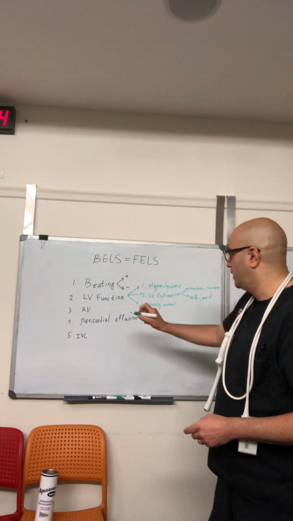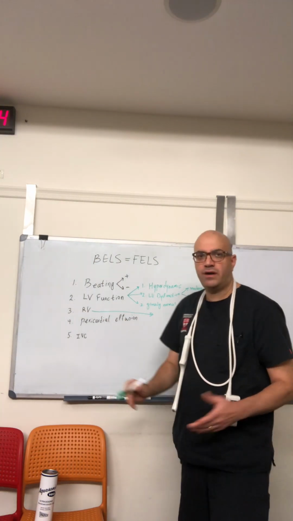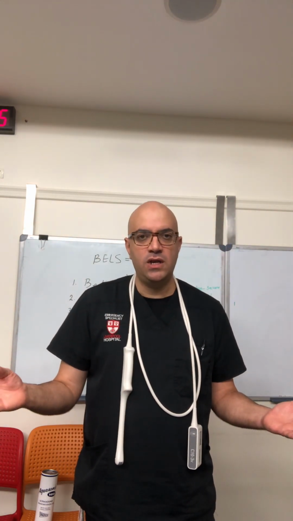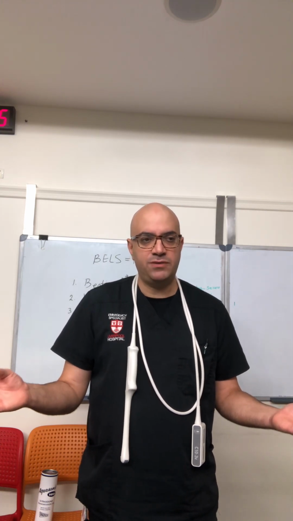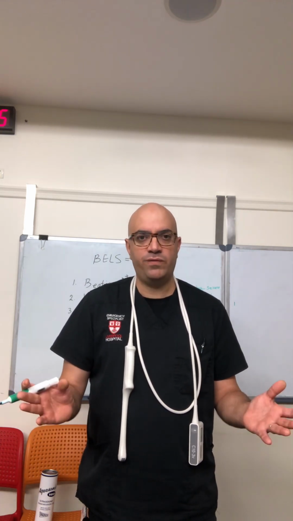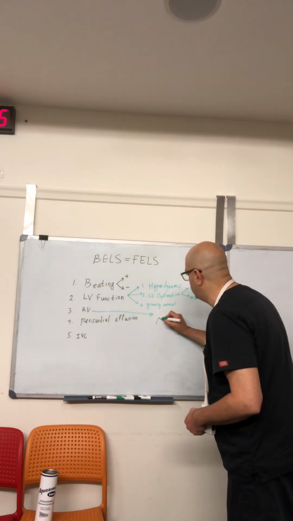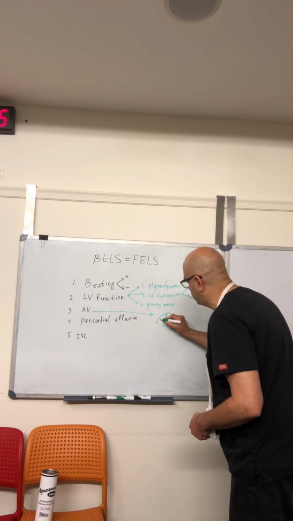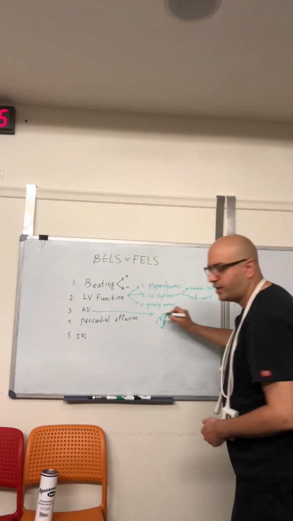RV. What are we after in the RV? Is the RV enlarged or not? RV size should normally be no more than 2/3 of the LV. And the septum should always be moving away from the LV. If you have an RV like that, that's your RV, and that's your LV, and that's the septum. The septum should always go away from the LV.